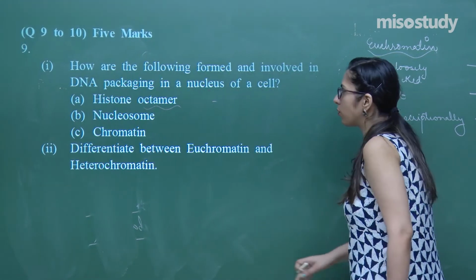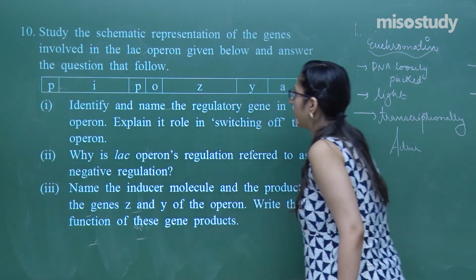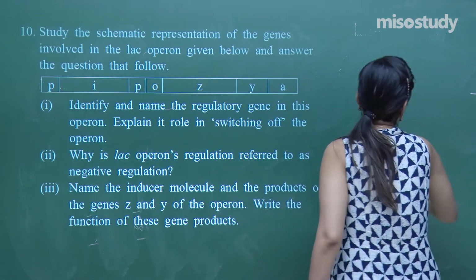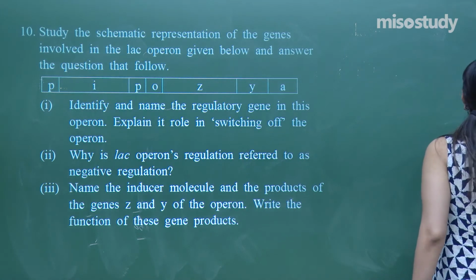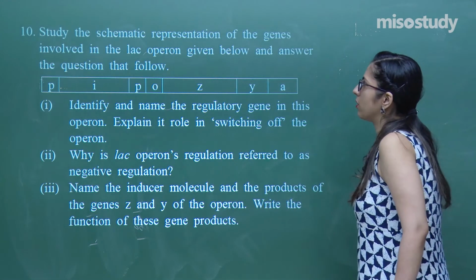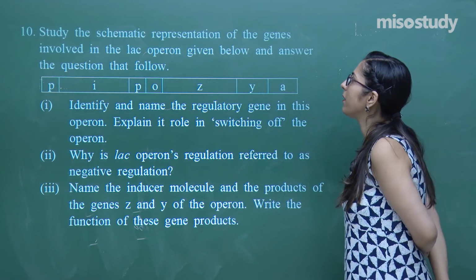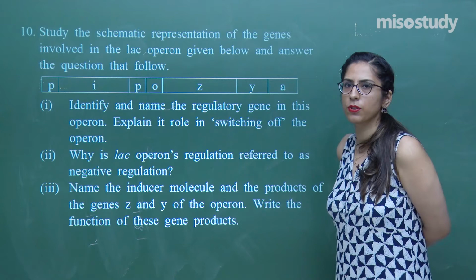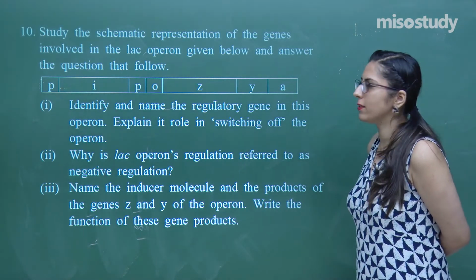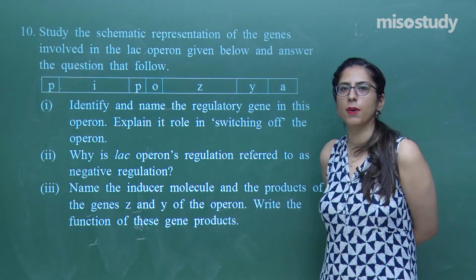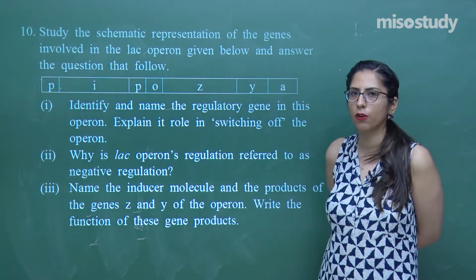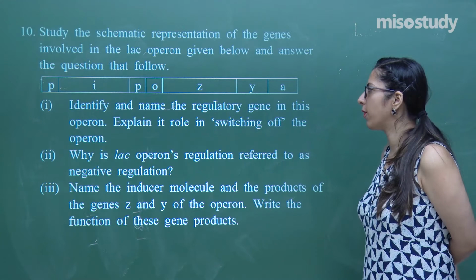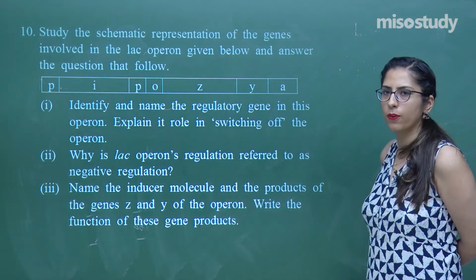Let's move to the next question, that is question number 10. This question is from gene regulation. Study the schematic representation of the genes involved in the operon given below and answer the following question. We know about this. Hope you remember those when I was discussing the lac operon. This is a diagram of a lac operon. Identify the name of the regulatory gene in this operon and explain its role in the switching of an operon.